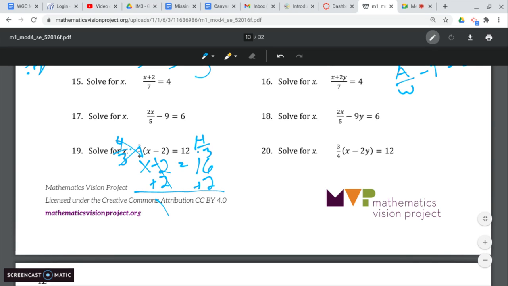So it's always opposite operations, remember. So 16 plus 2 is 18. So this is one of the ones you get an actual number answer for. So this one's 18. Now, we are also doing 20. What do you notice about 19 and 20?